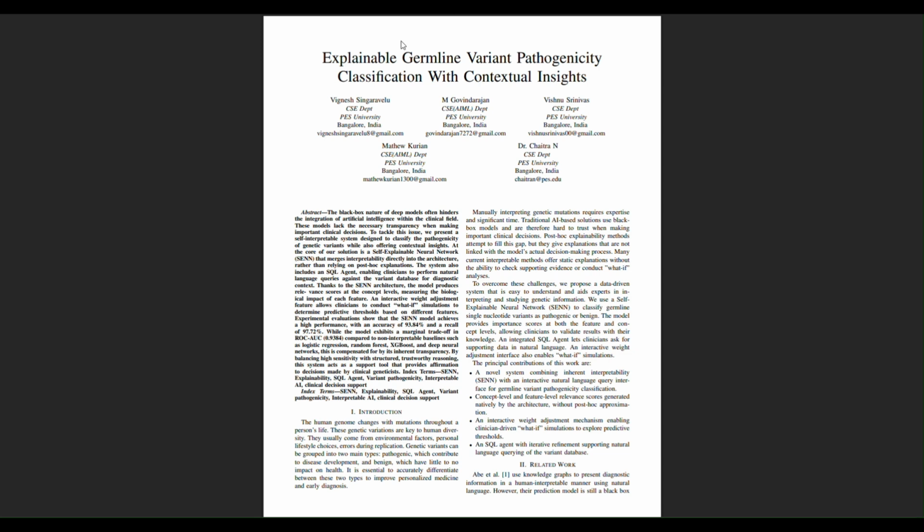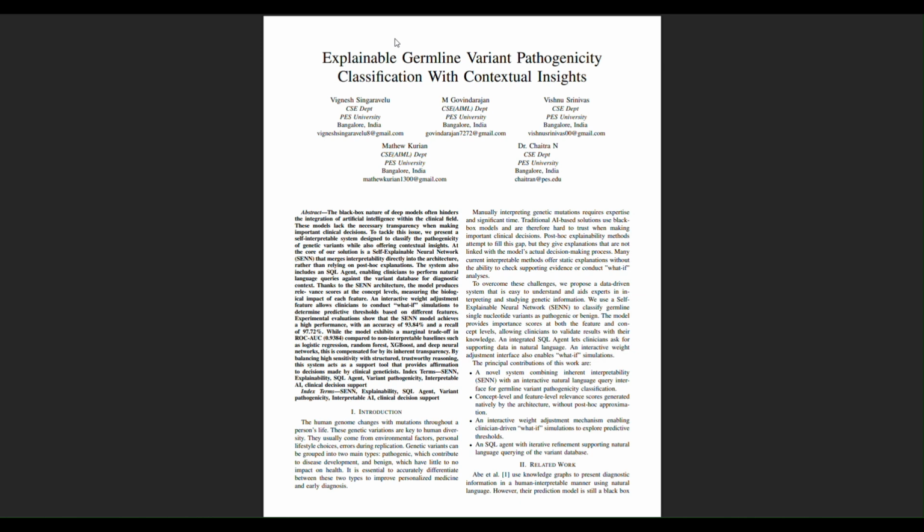This work focuses on building an interpretable machine learning system for classifying germline genetic variants as either pathogenic or benign, while also providing contextual information that helps users understand the prediction. I will briefly now talk over the motivation and the problem statement our project is based on.